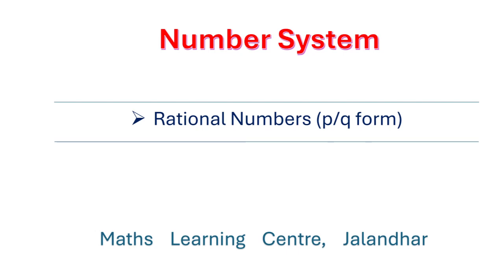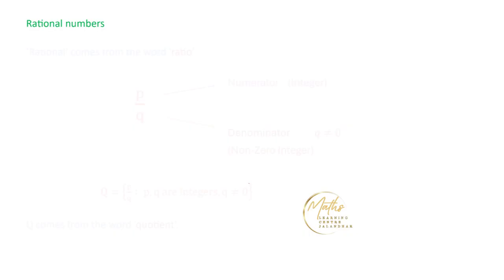In this presentation on number system, we are going to talk about the rational numbers, particularly in P by Q form. We start this presentation with the definition of rational numbers. This word rational comes from the word ratio. So rational numbers are the numbers in the form P by Q.